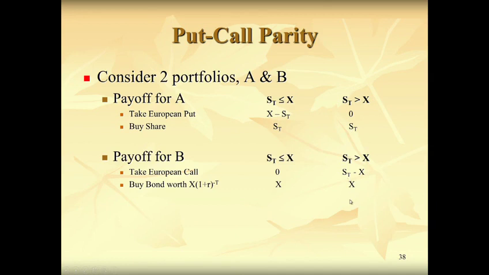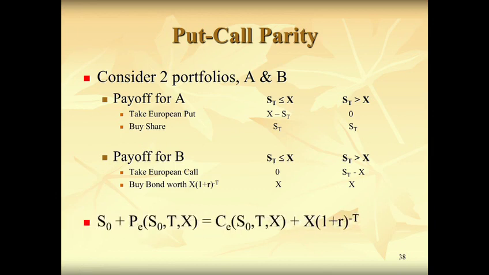So therefore we can say that a put plus a stock is equal to a call plus a bond. So that's your put call parity. You can rearrange this formula in any manner you want. For example, if you want to determine the value of a put, you simply bring your stock over here. So a put is equal to a call plus a bond minus a stock. Okay? So you just rearrange it to suit your needs.